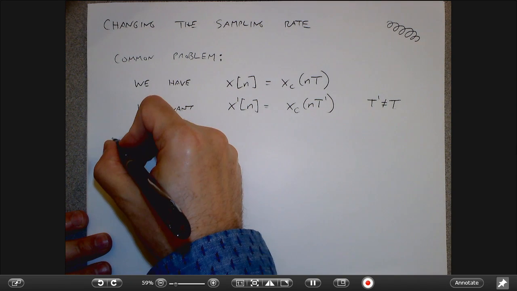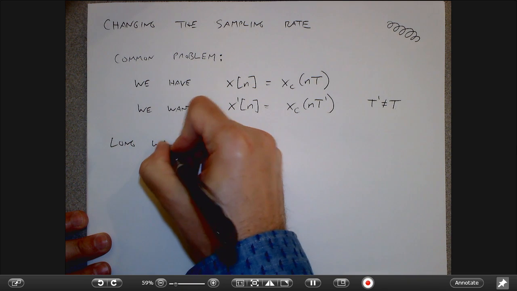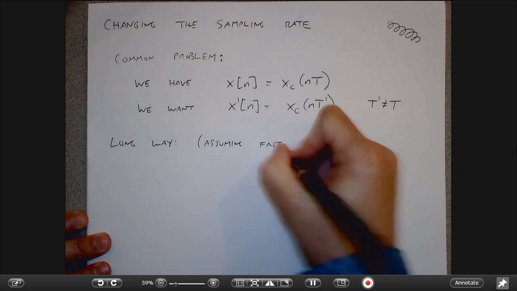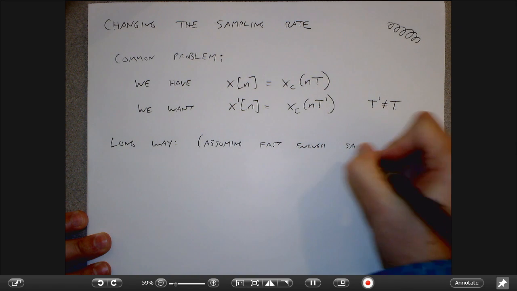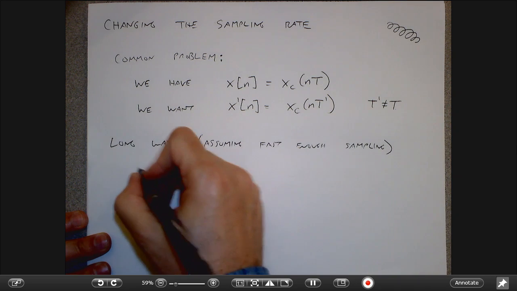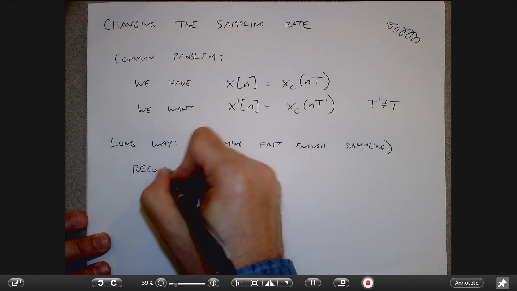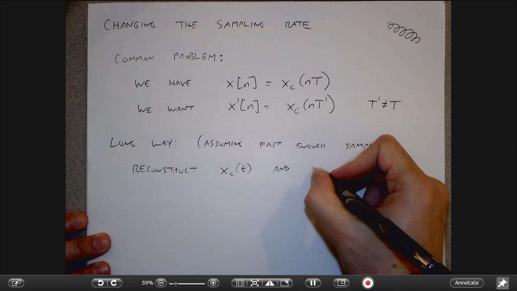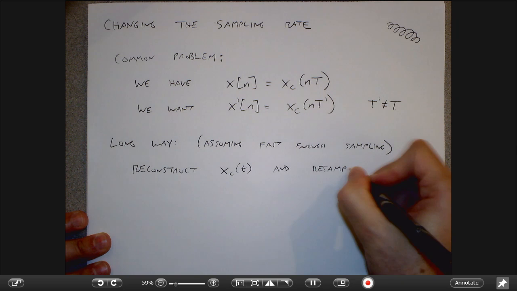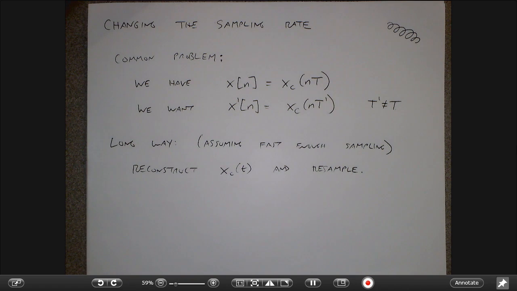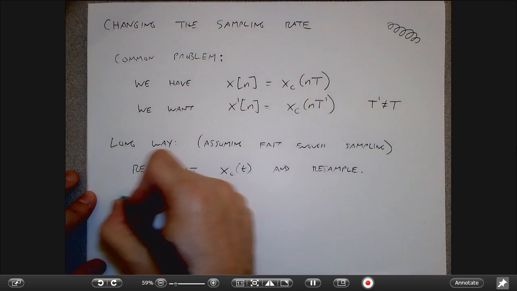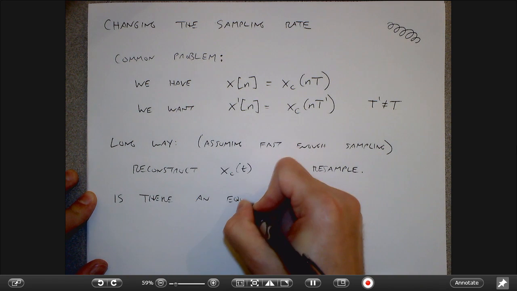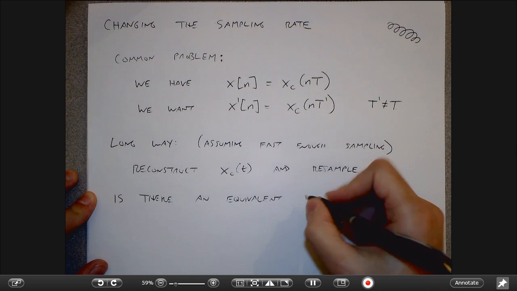So the long way, or theoretical way, assuming fast enough sampling, is to reconstruct the continuous time signal and resample. We really don't want to do that if we can help it. So is there an equivalent discrete time approach?